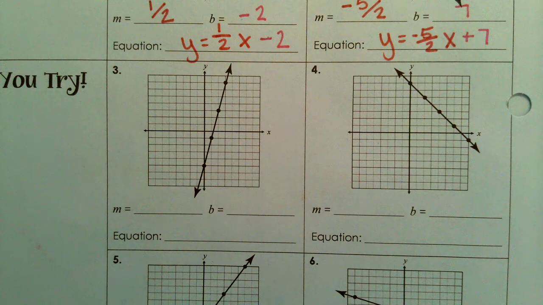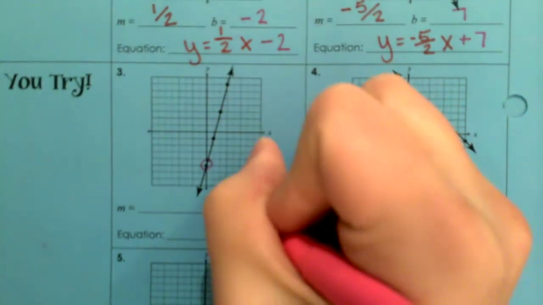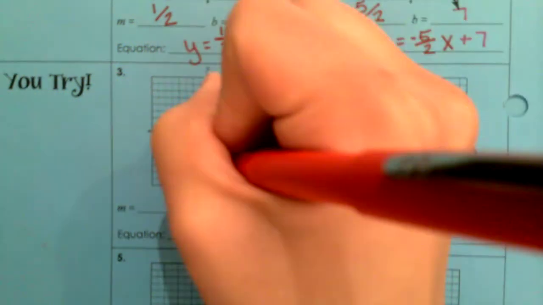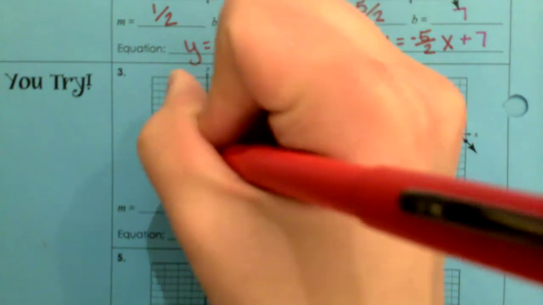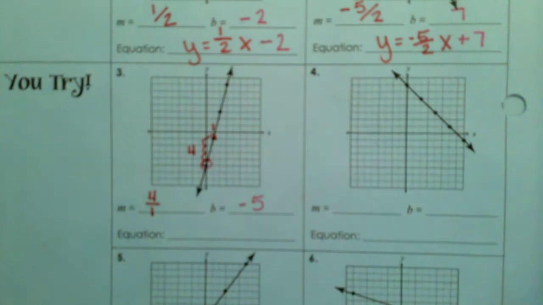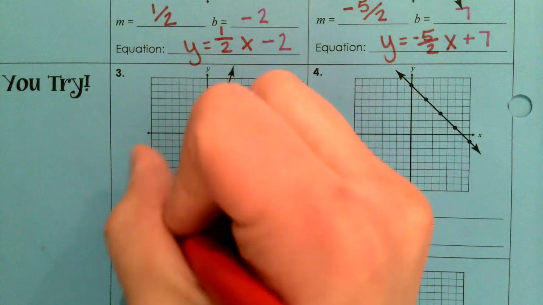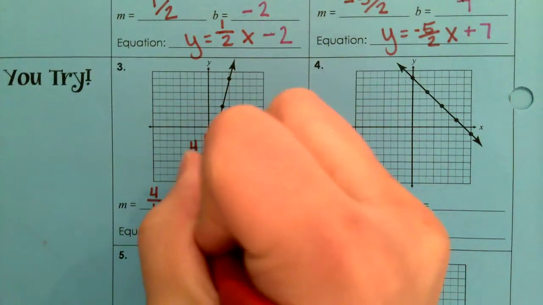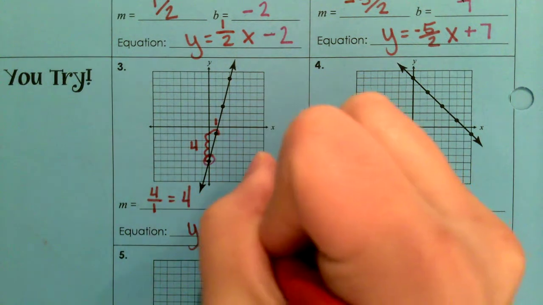Okay, now that you've paused the video, you're resuming it, and you have already done problems 3 and 4. You are going to know that on problem 3, you should have started with your b equaling -5. And when you moved up 1, 2, 3, 4, and you moved over 1, your slope is 4 over 1, but we always make sure our slope is simplified. So 4 divided by 1 is just 4. And then when you write out your equation, you have y equals 4x minus 5.